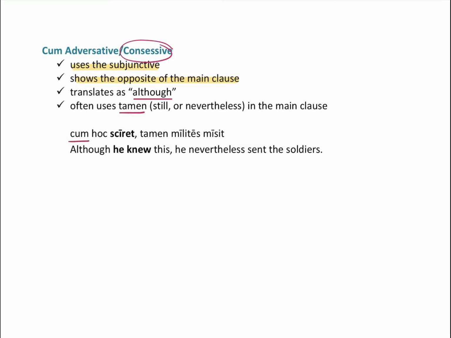So if I said cum hoc sciret, and then we have the subjunctive here, tamen, and then we have that tamen, milites misit. Although he knew this, he nevertheless, right? This shows the fact that it's opposite. Although he knew something, maybe he shouldn't have, he did it anyway. Although he knew this, he nevertheless sent the soldiers. Pretty easy. You just kind of get used to going cum and which one makes more sense, the when or the since, or the while. Just really take a look at the context.